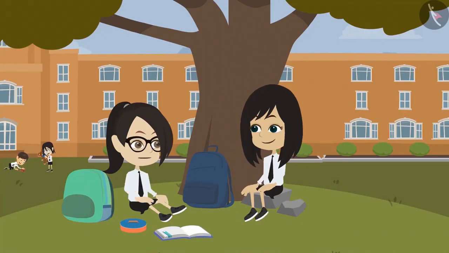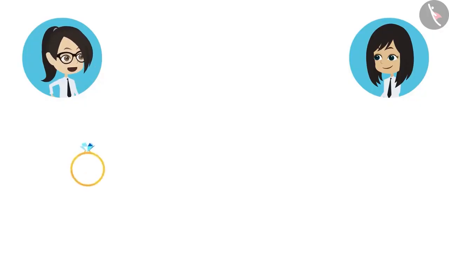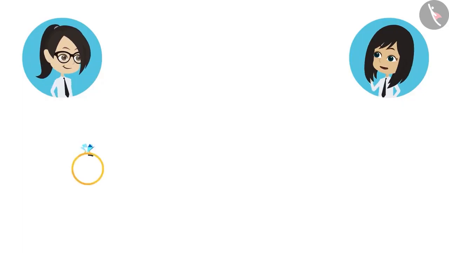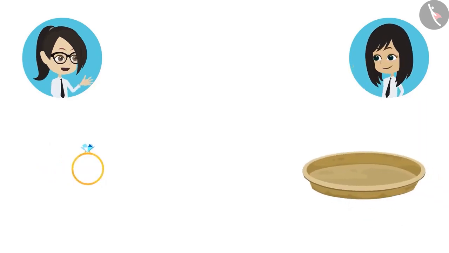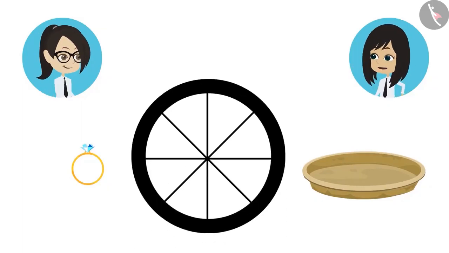Please tell me. Ring. A ring is also round. The ring will make a very small round figure. To make a big round figure, we can use a plate. If we have to make a bigger round shape, what can we use? We can make a bigger round shape using the tire of a cycle.